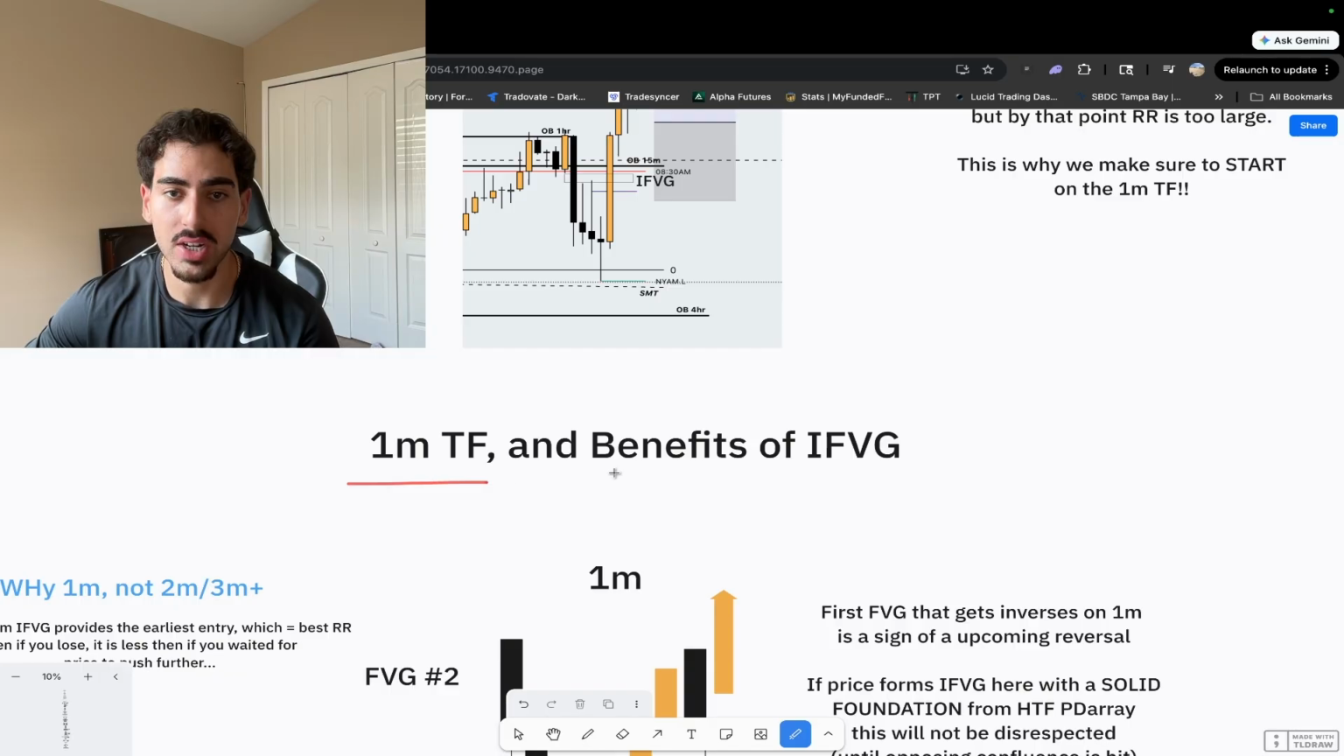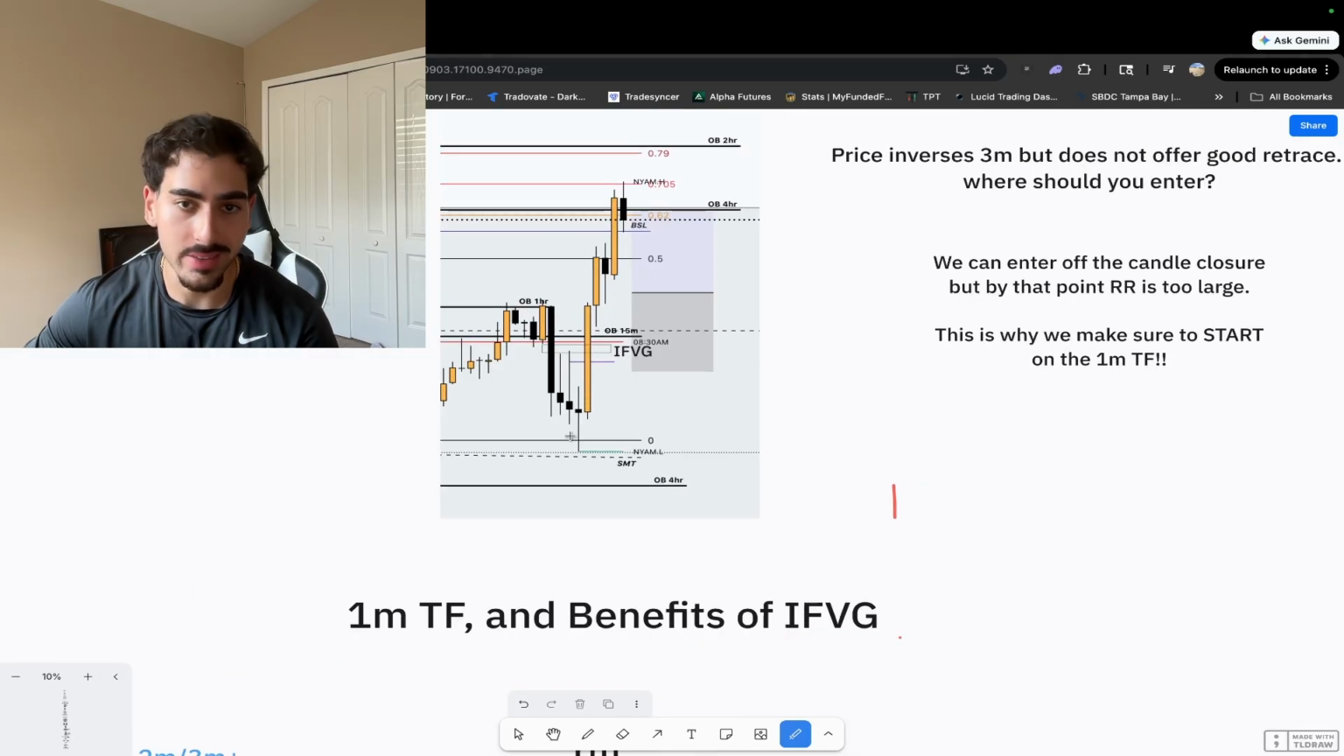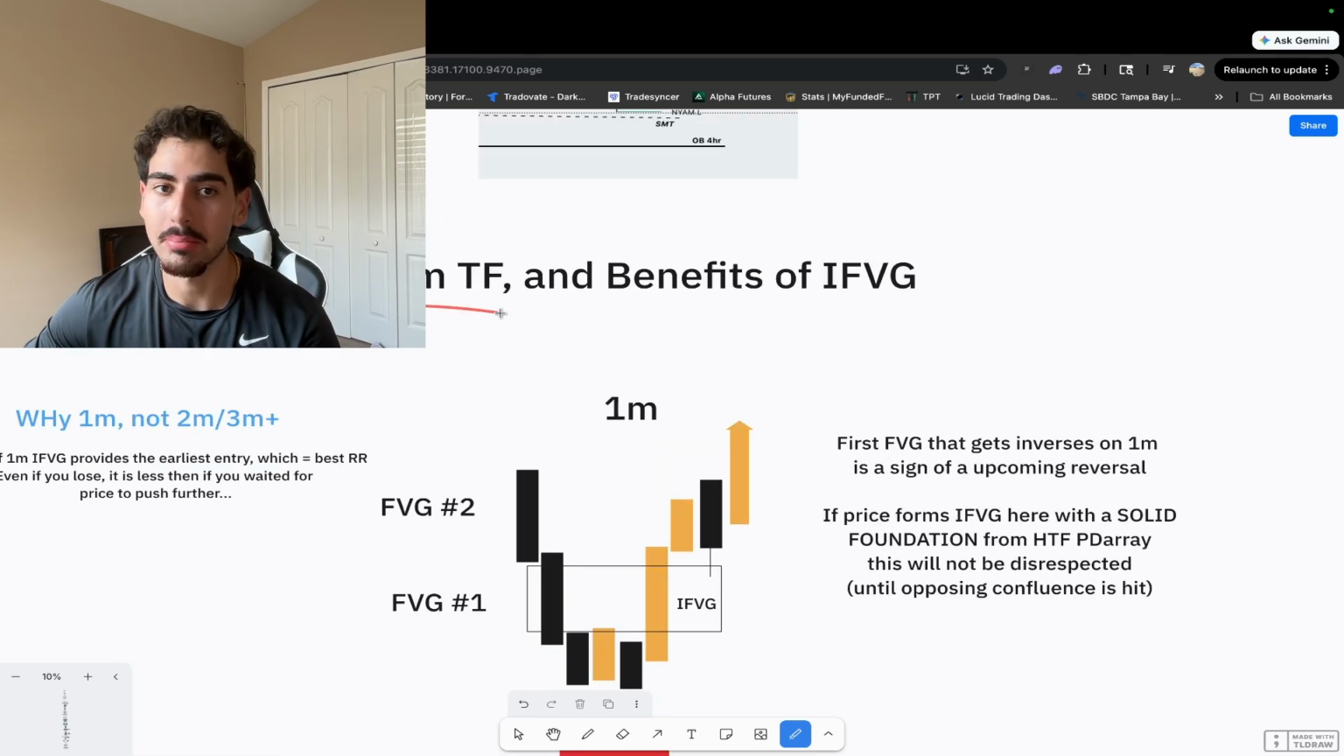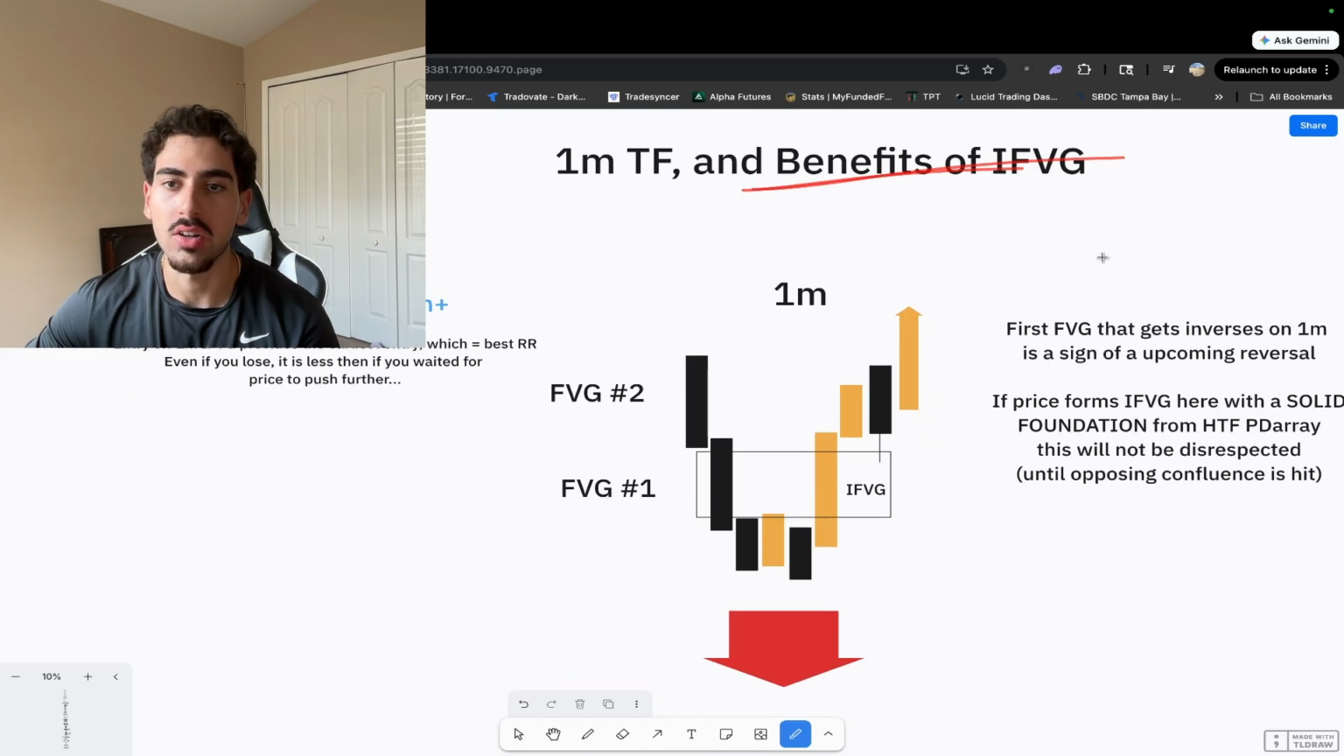The 1 minute time frame and the benefits of the IFVG. Because in this 3-minute range, there could have been multiple 1 minute fair value gaps formed, or not. I'm just saying the 1 minute has the most potential benefit to be used on the IFVG model.